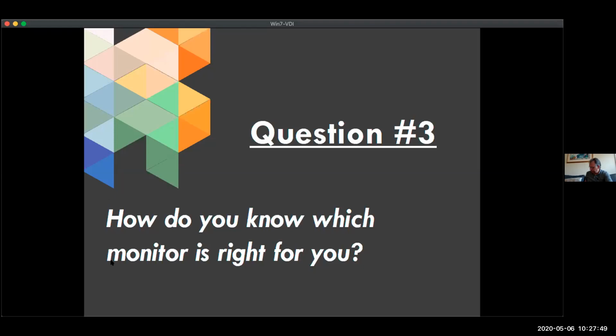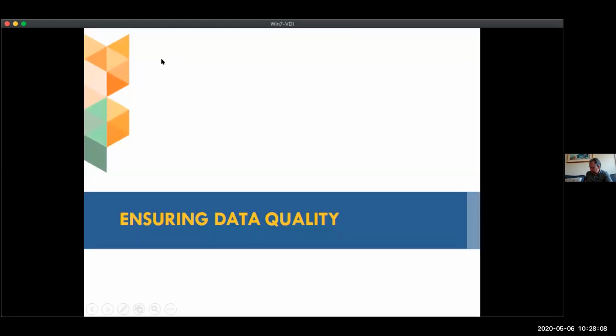All right, I'm going to go ahead and stop the poll. Thanks, everyone. So I think most people put, how do you know which monitor is right for you? This depends on all but the following: how easy it is to maintain. Thanks. And then we're going to go into talking about data quality. So ensuring data quality, and what does that mean?